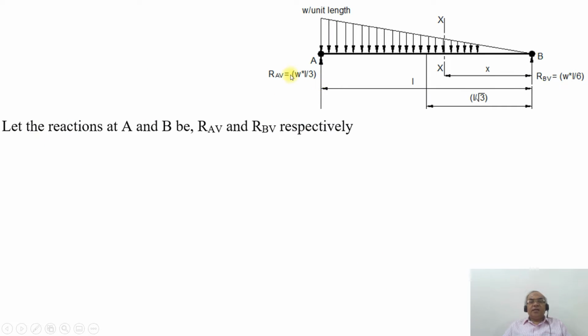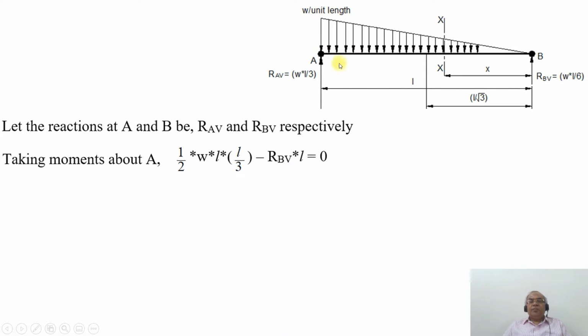Here let the reactions at A and B be RAV and RBV respectively. Taking the moments about the point A, RBV into L acts in the counterclockwise direction, therefore negative. So minus RBV into L plus half into W into L, the load, and the distance of the center of gravity from the bigger end. Since the moment is about the point A, which is the bigger end, that will be L by 3. So that will be equal to 0.